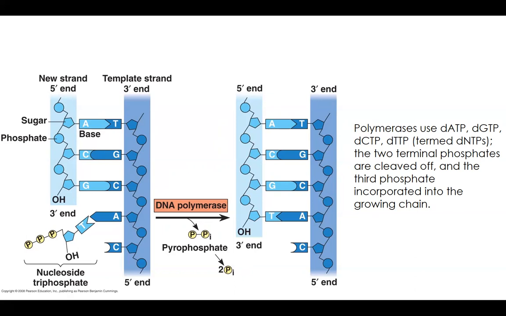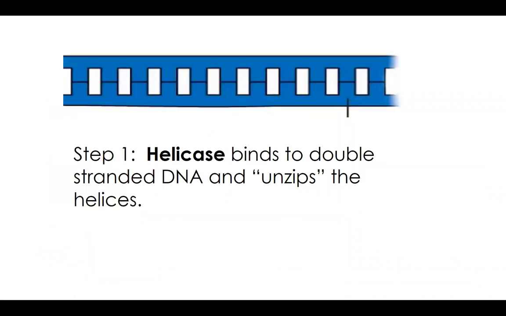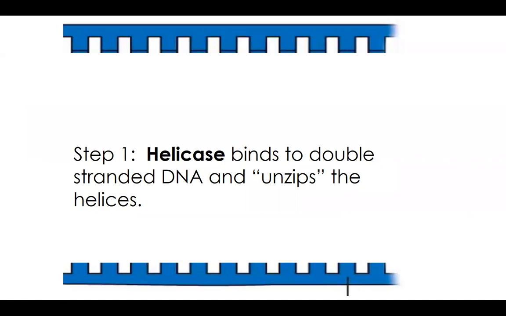Let's do sort of a slow partial animation. Okay, hopefully this will set you up before you get to a more heavily animated video that I've posted for you. Okay, step 1-ish, again, because some of these things happen kind of simultaneously, but we're still talking about them one at a time. Helicase binds to our double strand and unzips our helices. So there goes our helicase, and they're apart now.